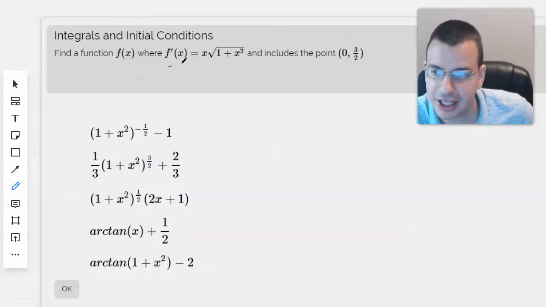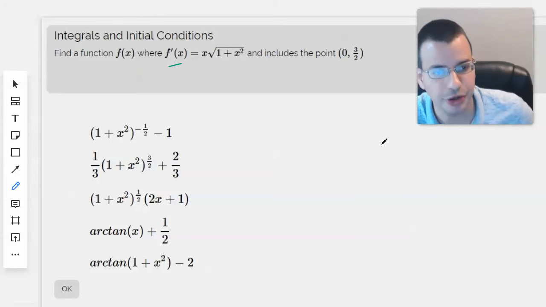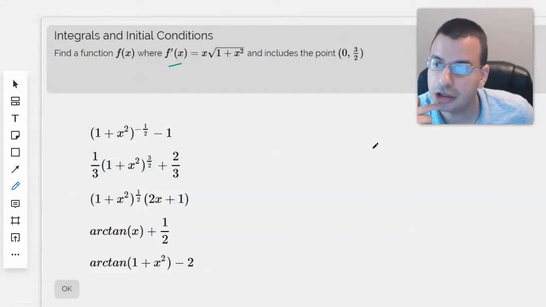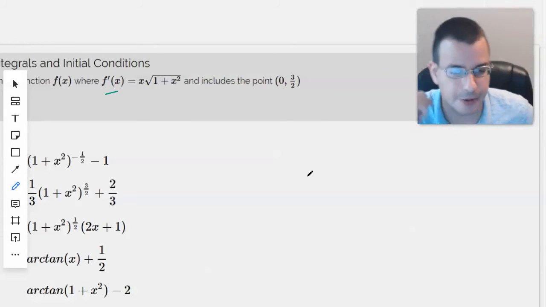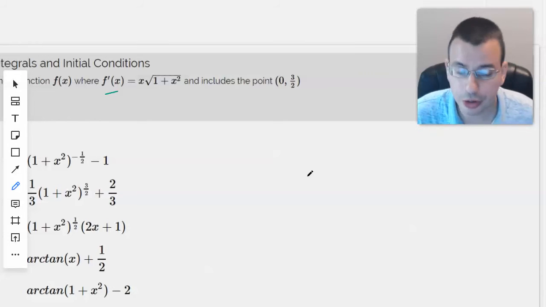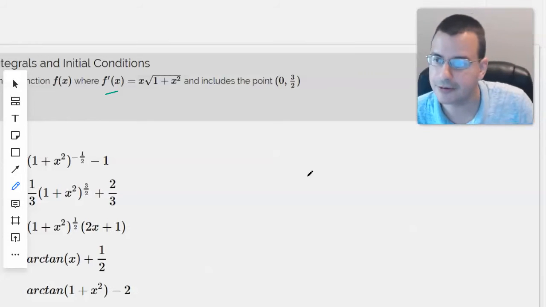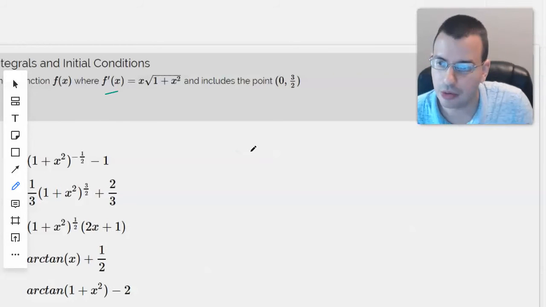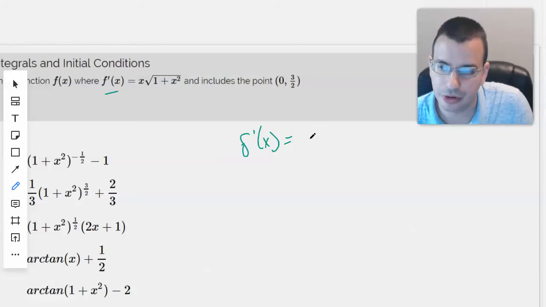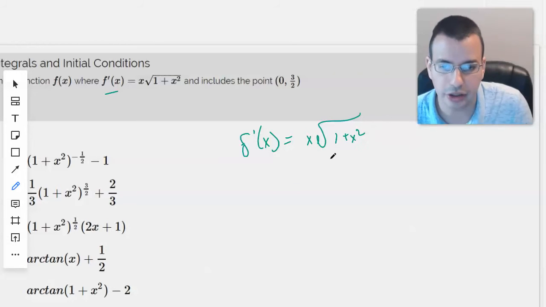So the idea is they give us a derivative, and they're telling us to find f of x. So what that tells us is we're going to want to find the integral of this derivative to get it back to its normal function of x. So start by writing things out. So f prime of x equals x square root of 1 plus x squared.